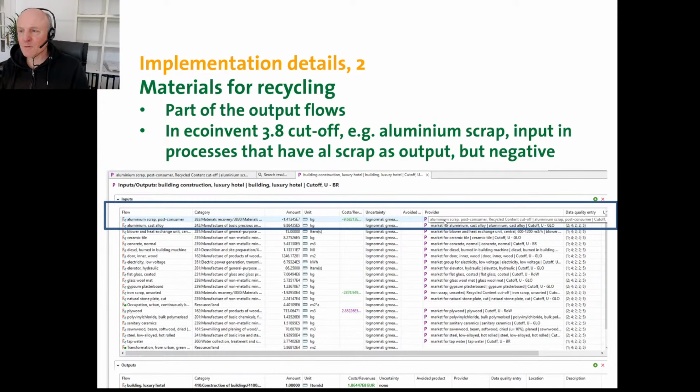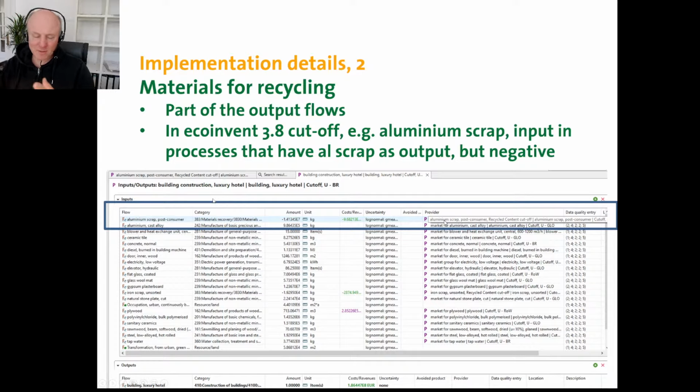The second is more complicated but also interesting, and for us it was the start of doing this on our own. Materials for recycling are part of the output flows. One example is aluminium scrap. That is in Ecoinvent; this is a screenshot where it is an input in processes in Ecoinvent cutoff as minus.